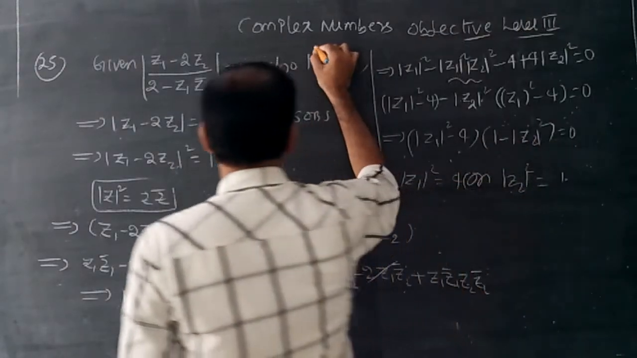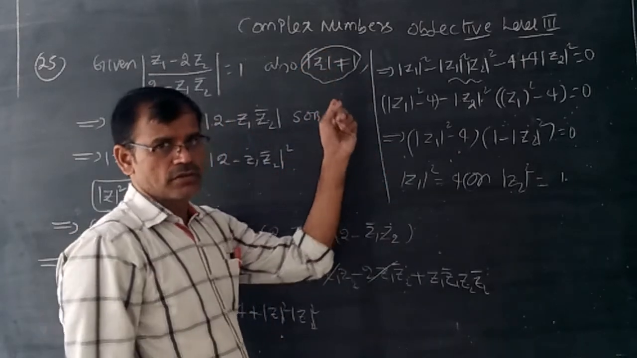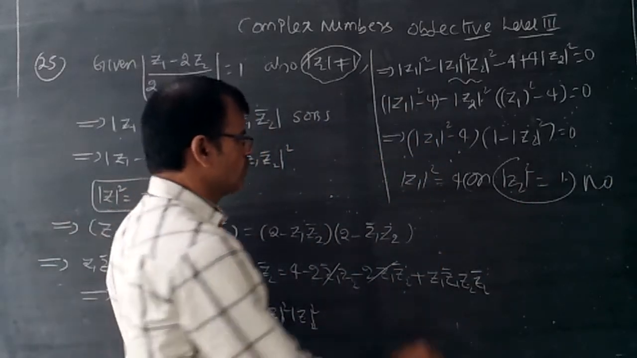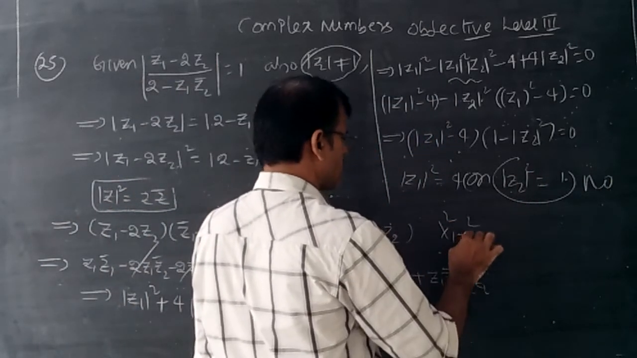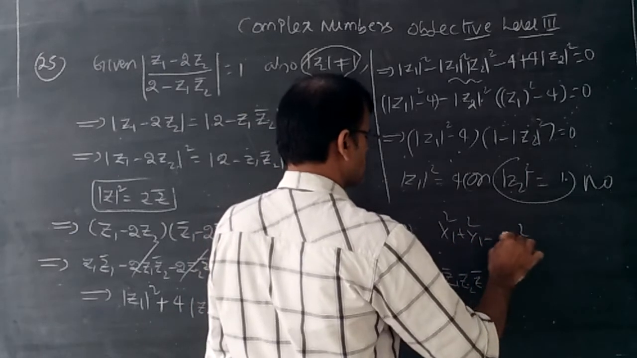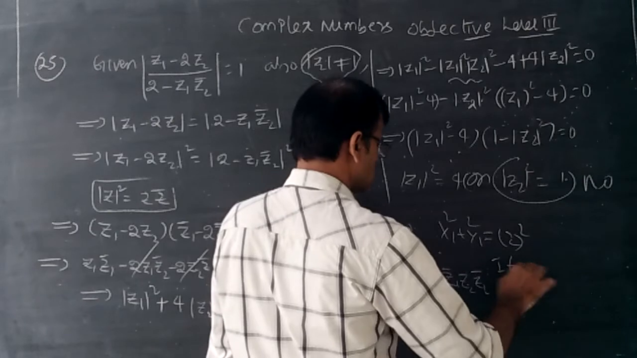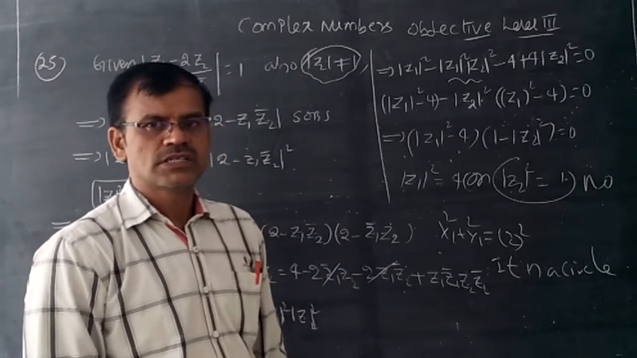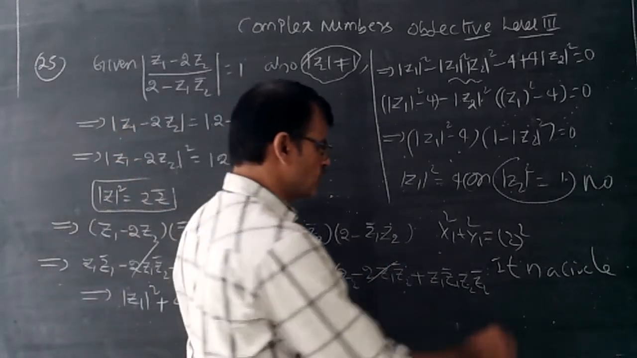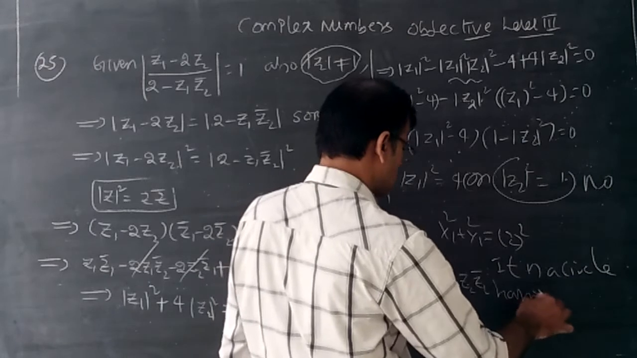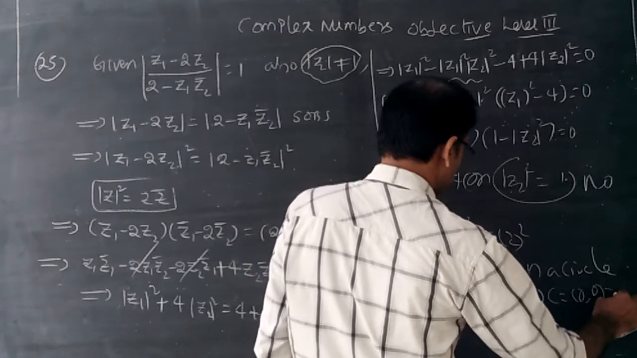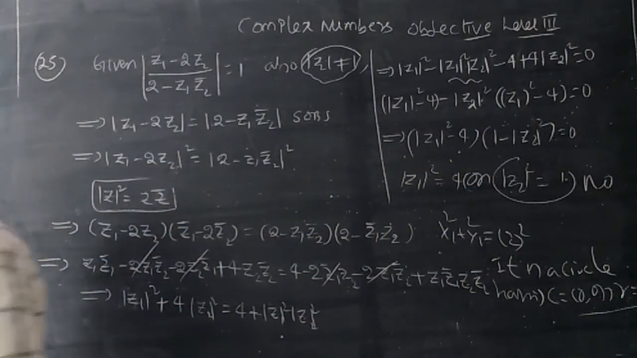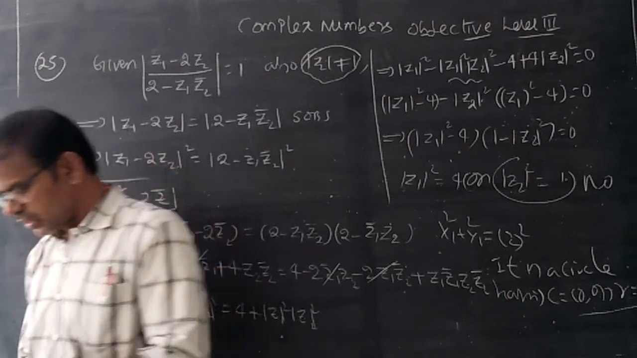Here it is given that modulus of z2 is not equal to 1. So modulus of z2 square equal to 1 should not be considered. Now modulus of z1 square equal to 4 becomes x1 square plus y1 square is equal to 2 square. So it is a circle. The locus is a circle having center 0, 0 and radius equal to 2. The locus is a circle of radius 2, the third option.